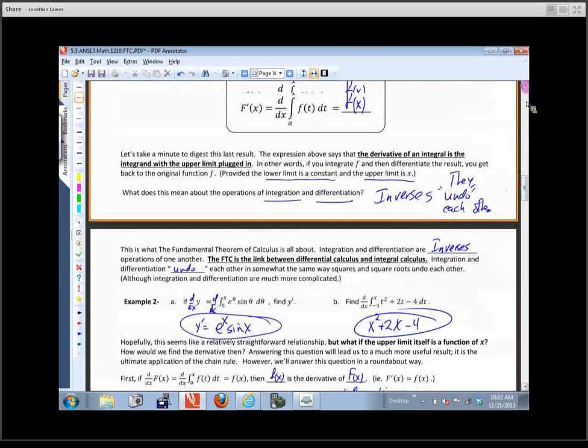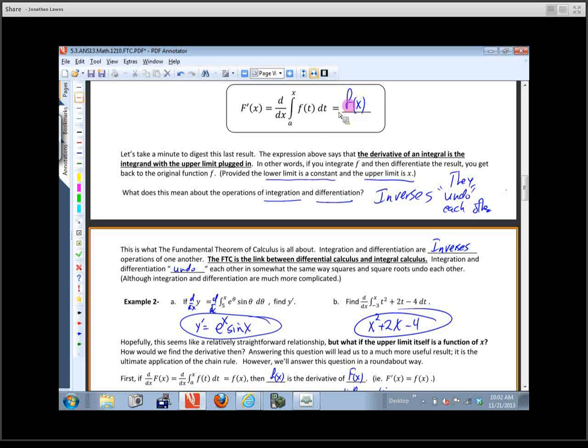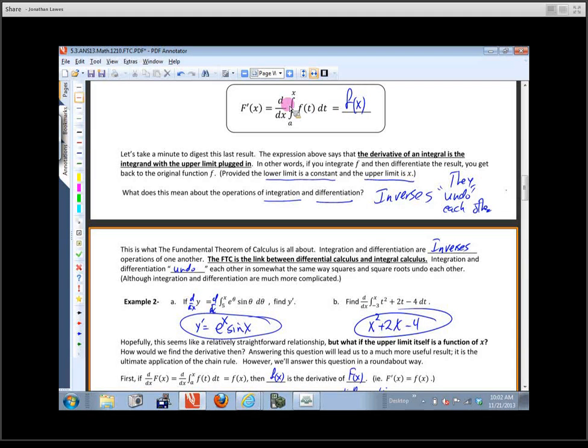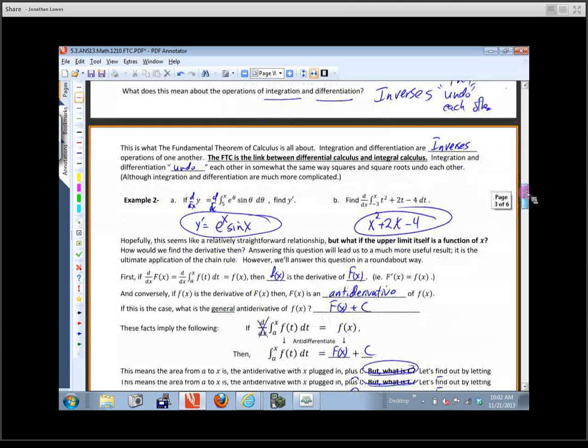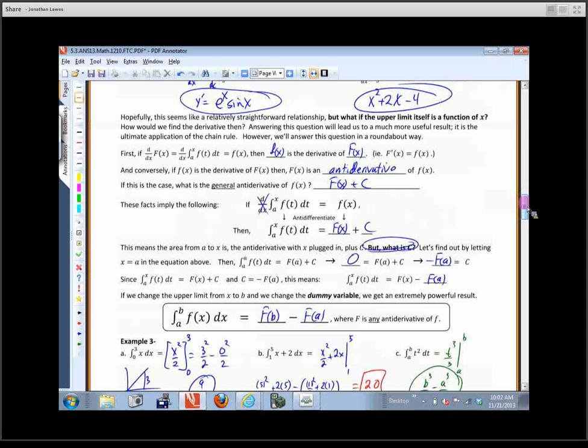So we came up with this really simple way of finding the derivative of an integral. The derivative of an integral is just the integrand with the upper limit plugged in. So whatever this function was right here, you just plug in the upper limit, provided that the lower limit was a constant and the upper limit was just a plain old x. We did a couple of examples. And then we said, well, what if the upper limit wasn't an x? What if it was a function of x?